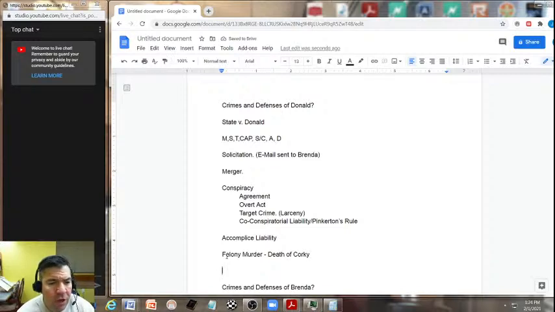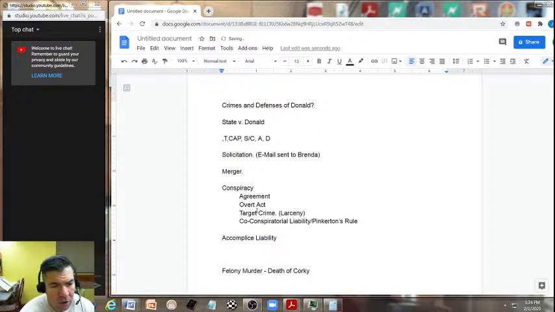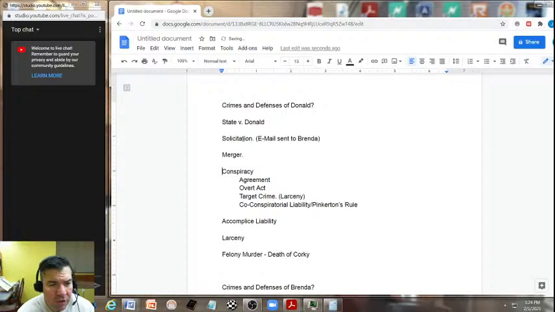Okay, and now also here, running through our template, have we taken care of murder? Yes. Structure crimes, that would be taken up under the Pinkerton rule. Theft crimes, we talked about that, the accomplice liability, and the larceny is the target crime here, so we want to point out larceny. Crimes against the person, we don't have one. We already talked about solicitation. Were there any attempted crimes? I don't see that. Okay, and then defenses here. So for Donald, we have solicitation, merger, conspiracy, accomplice liability, the possible larceny discussion, and then felony murder, throwing in a conclusion at this point.